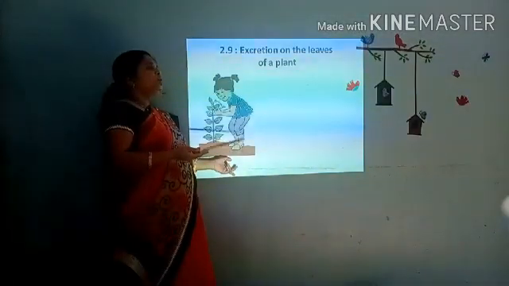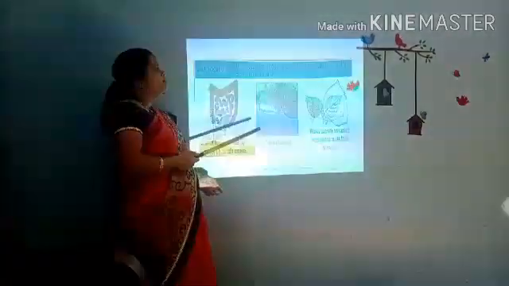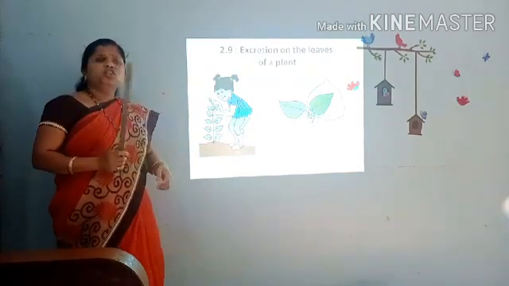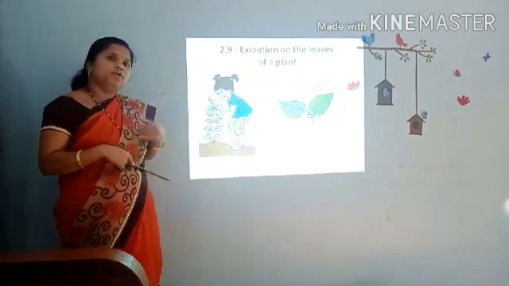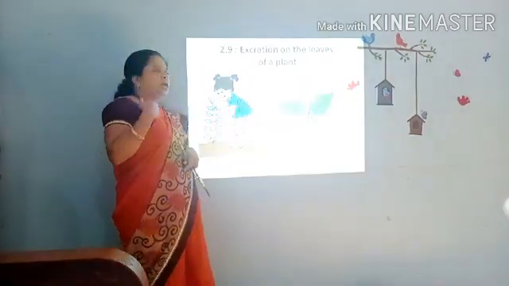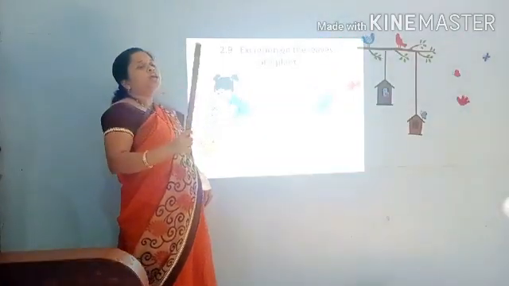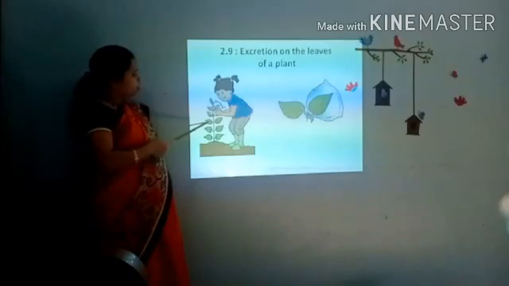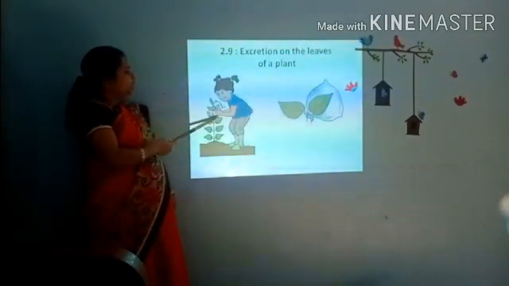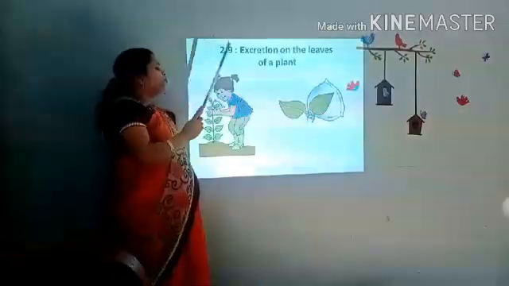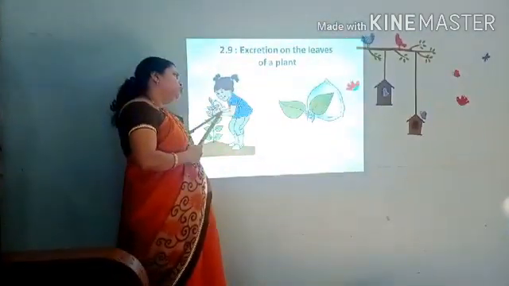The next important characteristic of a living thing is excretion. What is excretion? Excretion means throwing out the waste product from our body. Plants also throw waste products from their body. How can we see that? See here the girl, what is she doing? She is tying a carry bag to a leaf of a plant. What will she observe, or what can we do? We can also do it like this.